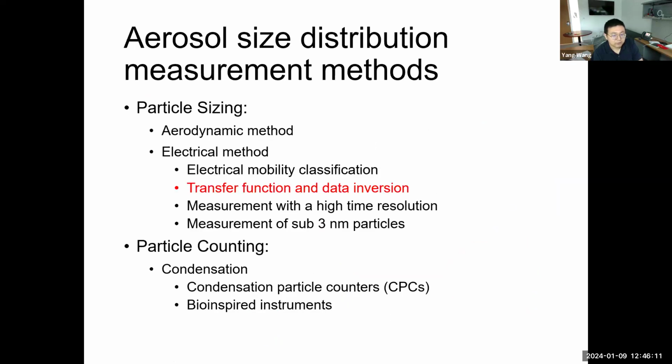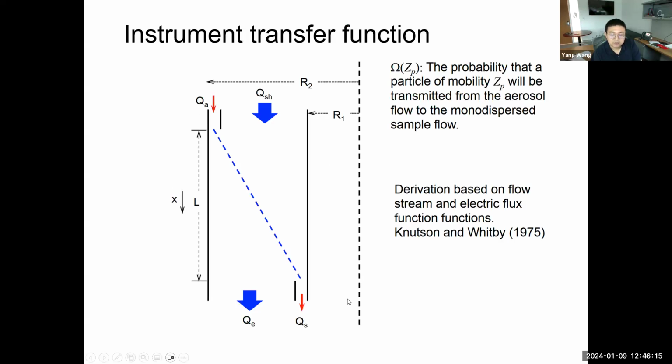So now we'll talk about the transfer function and the data inversion. Okay, so any instrument will have a transfer function, right? The transfer function of the DMA is mainly defined as the probability that a particle of mobility Z will be transmitted from the aerosol flow to the monodispersed sample flow.